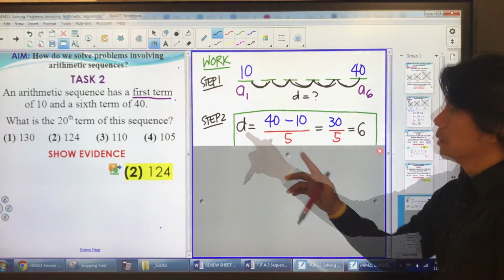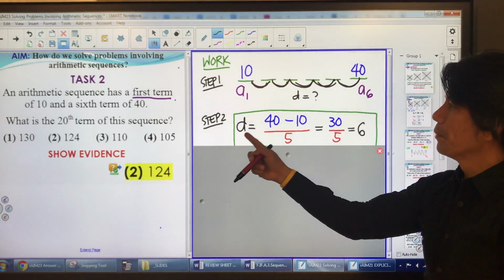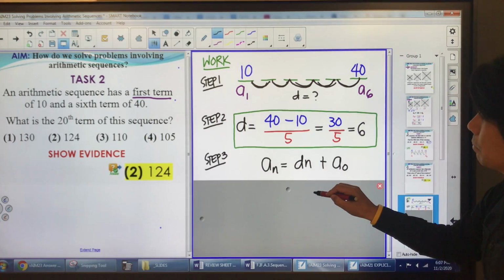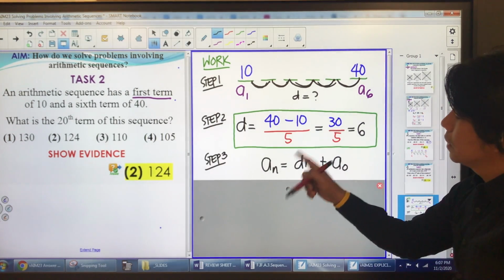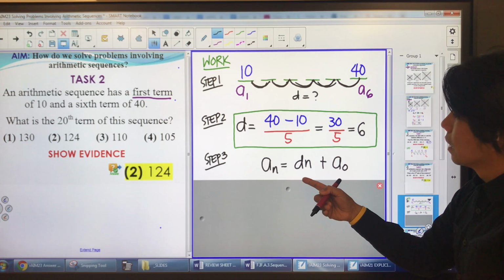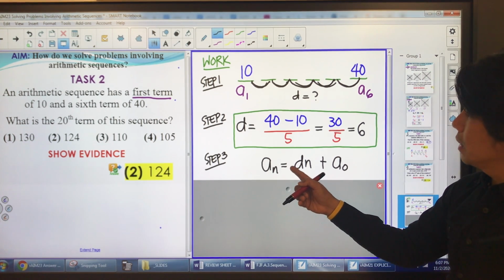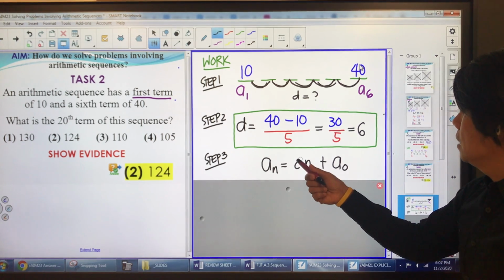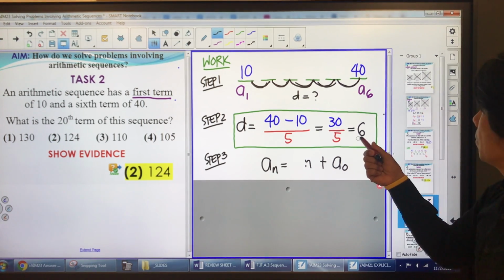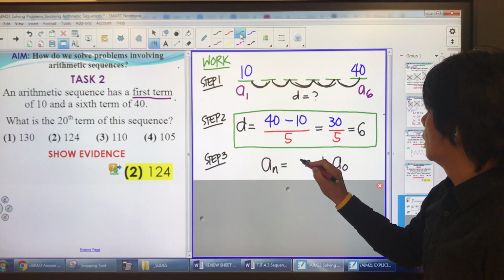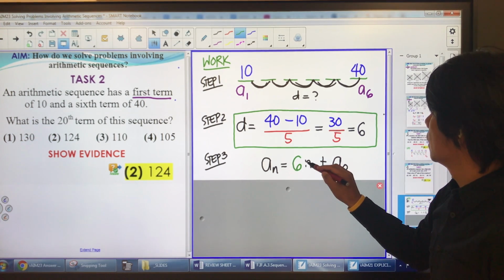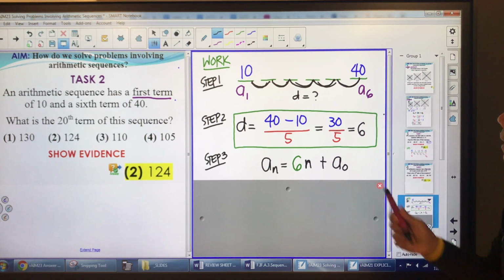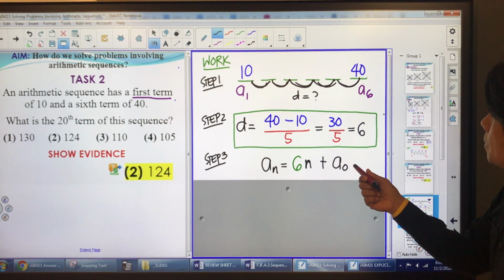That's step 2. Again, step 1, you set it up. Step 2, find a common difference. How about step 3? Step 3 is you need to write the equation. Remember that formula, a sub n equals dn plus a sub 0? We already know that d is 6, right? From here. So we are going to change that to 6n, right? And then you need to get a sub 0.